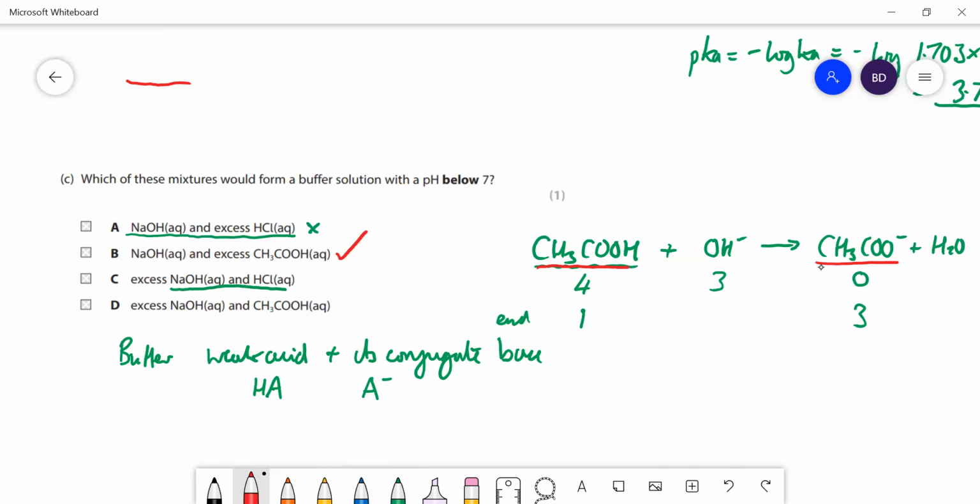Just to show you, D is wrong. What would happen if you did D, and the pH would be less than 7? If you had an excess of NaOH, let's say we had 3 moles of that and 5 moles of OH minus, none of that to start off with. At the end, you'd have 0 of that, but you'd still have some OH minus. You wouldn't have any of the weak acid, so it wouldn't be a buffer solution.